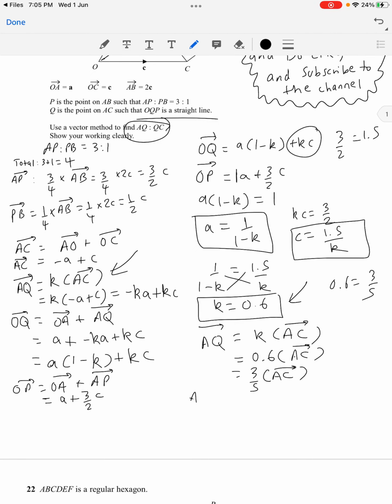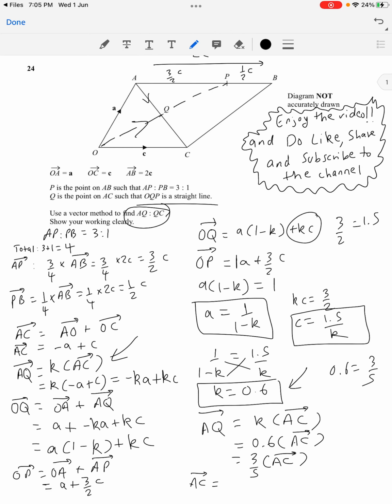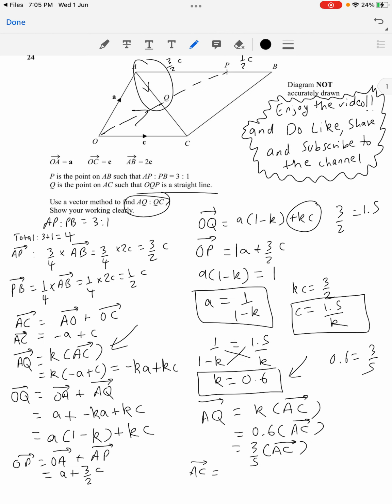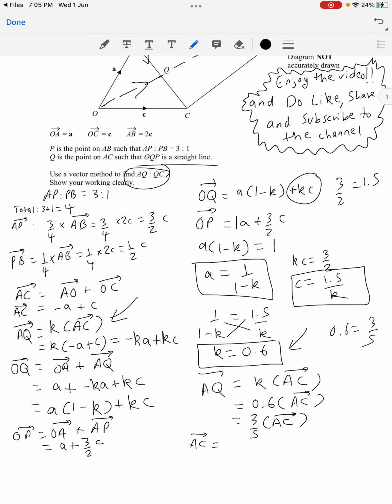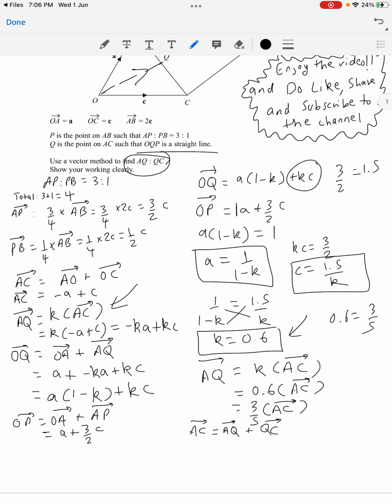So we know that AC on the diagram is equal to AQ plus QC. So they both add up together. Now we know what AC is, we know what AQ is. We just need to find out what QC is. In order to find out what QC is, you just do a vector of AC minus a vector of AQ.